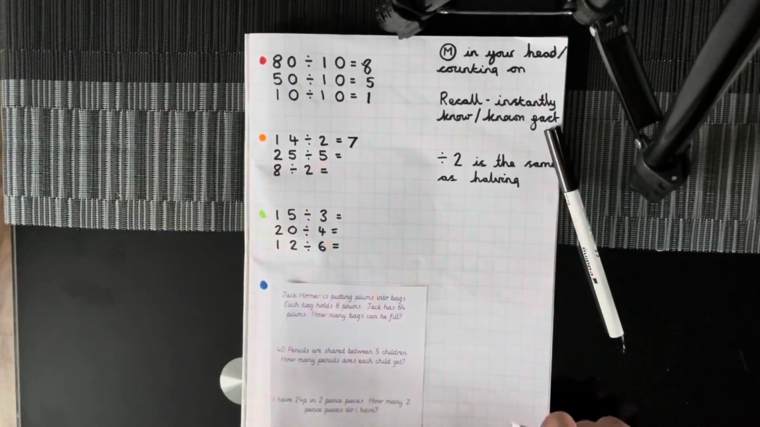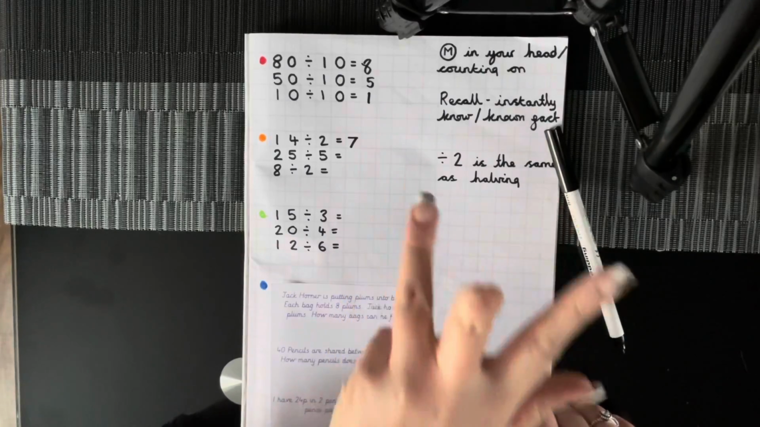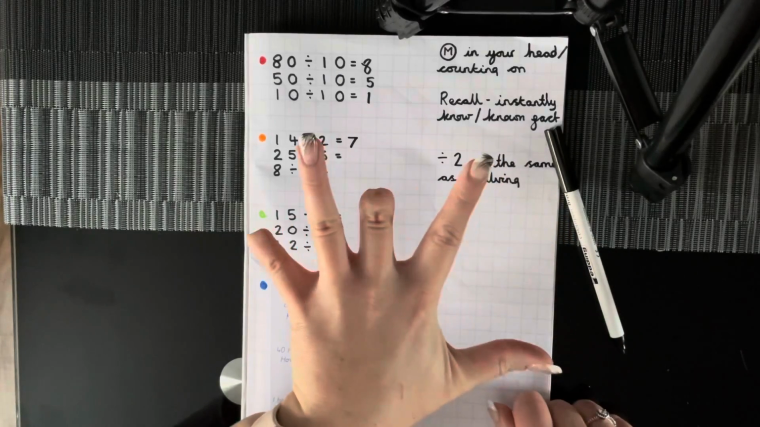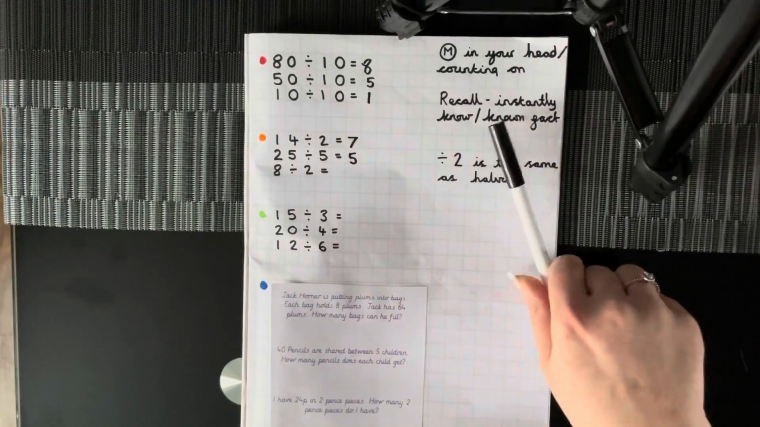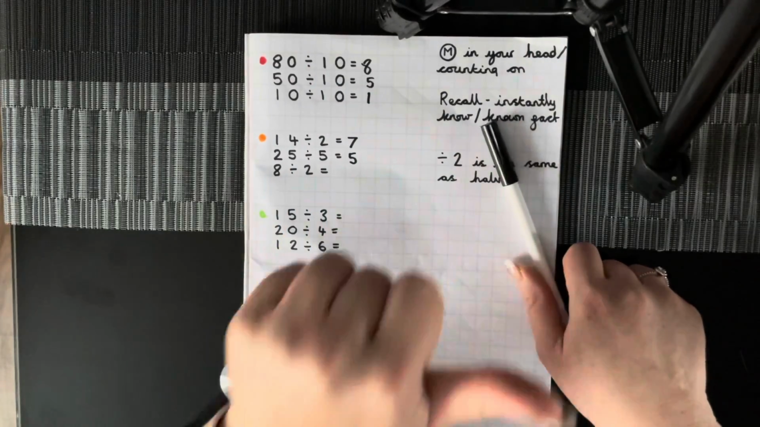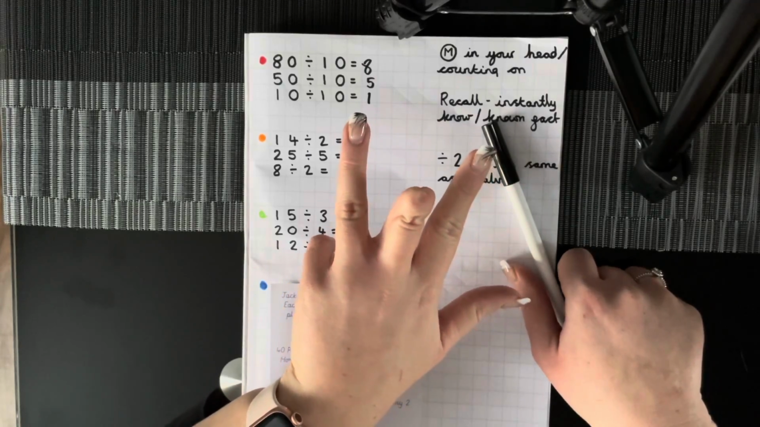25 divided by 5. 5, 10, 15, 20, 25. What's my answer? My answer is 5. And then 8 divided by 2. 2, 4, 6, 8. How many fingers does Miss Vaughan show? 4.